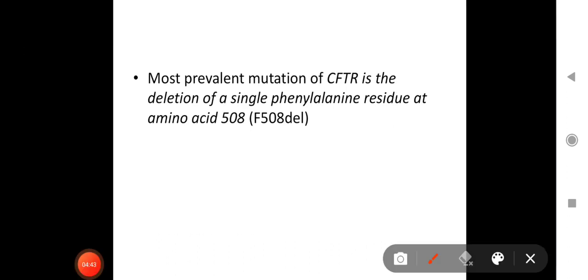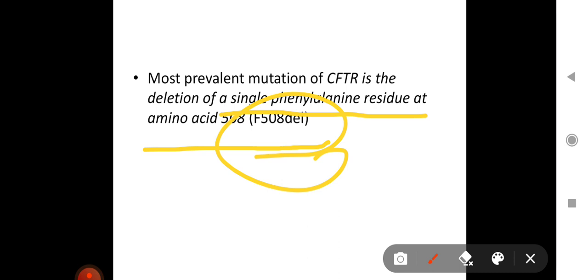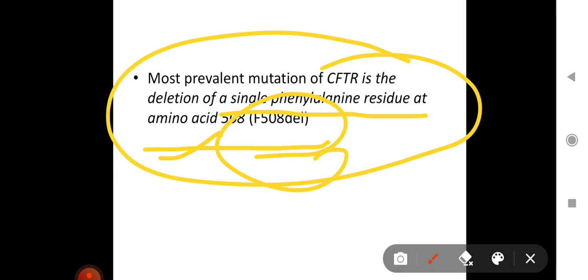The most prevalent mutation of CFTR is deletion of a single phenylalanine residue at amino acid 508. So F508 deletion, single phenylalanine residue deletion at amino acid 508, is the most prevalent mutation of the CFTR gene. These can be asked in OSCE exams, MCQ exams or even in viva.